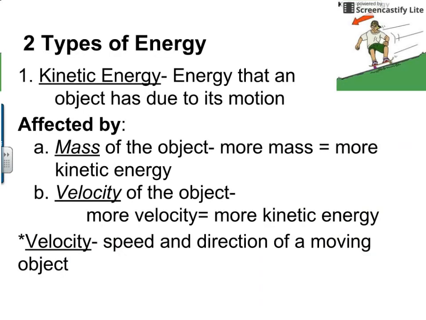Two types of energy. We saw in that first little video that there are two types. We've got kinetic and potential. Kinetic energy is energy that the object has because it is in motion or it's moving. Now, the kinetic energy of an object is affected by the mass of the object. We know that the more mass it has, the more kinetic energy it has. Also, the velocity of the object. If it has more velocity, it has more kinetic energy.